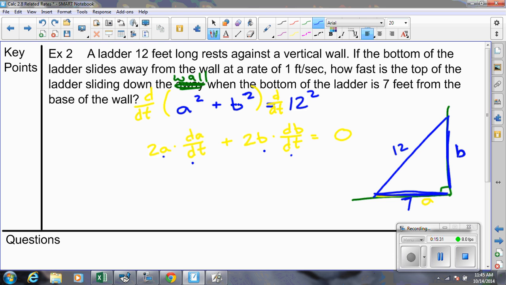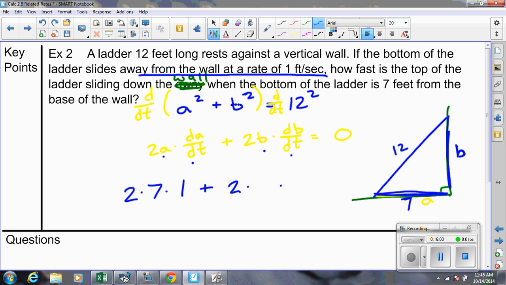Okay, we know the rate in which it's sliding away from the wall. That's dA dt. That's a 1. So 2 times A times 1. Do we know the value of A? Yeah, we were told that's a 7. Plus 2 times B. Do we know the value of B? We don't know it now, but we can get it.